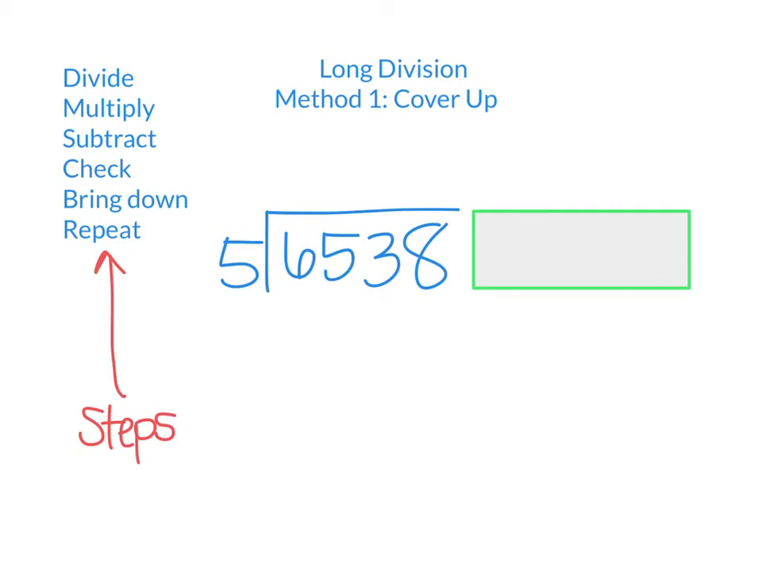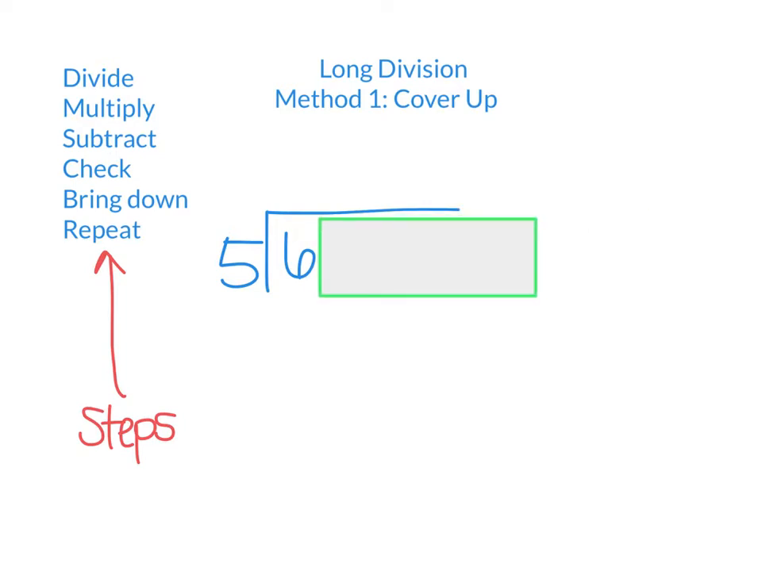So the first one, we had 6,538 divided by 5. So when we start, and I put a little rectangle so that you could cover up, you can use your hand, you can use another piece of paper, but we really are going to look at this right now as 5 going into 6. And how many times is 5 going to go into 6? Well, I know that 5 goes into 6 one time.